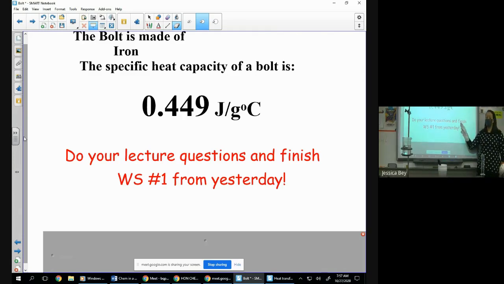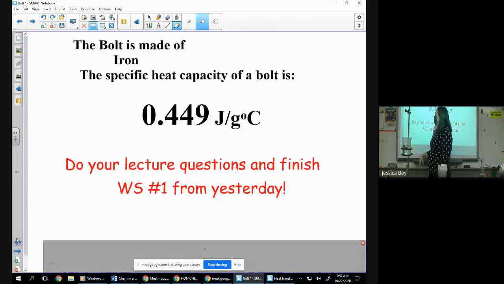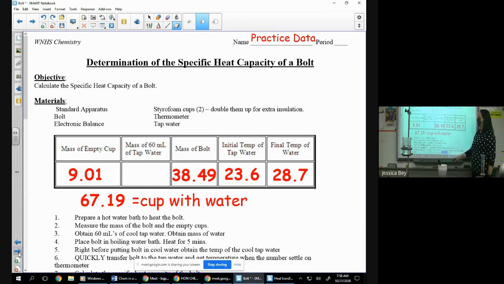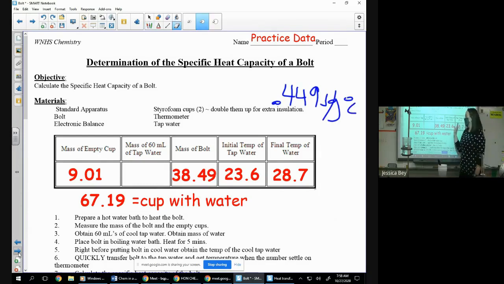Let's do the lecture questions. The lecture questions. And you might want to jot that down. Finish the worksheet from yesterday, or if you would like to try to run those calculations again, you should get about 0.449 joules per gram degree Celsius. You should get right around that again. So I don't care which one you do.